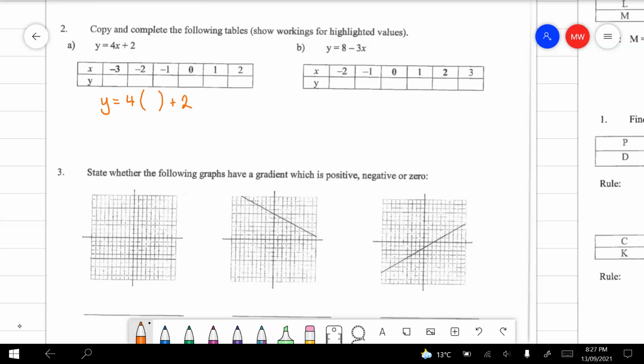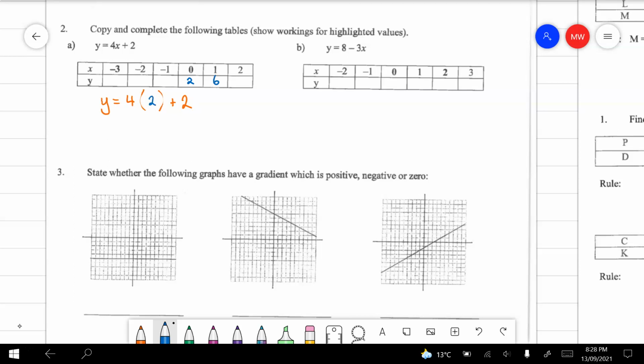You can put this into your calculator, and then you can keep skipping back to the brackets. So you can test 0 the first time, and you can hit equals, and 4 times nothing's nothing. So nothing plus 2 will be 2. And then you can skip back in your calculator, get rid of the 0 and change it to a 1, and hit equals. 4 times 1 is 4, and 4 plus 2 is 6. You can keep doing that for each of your values.